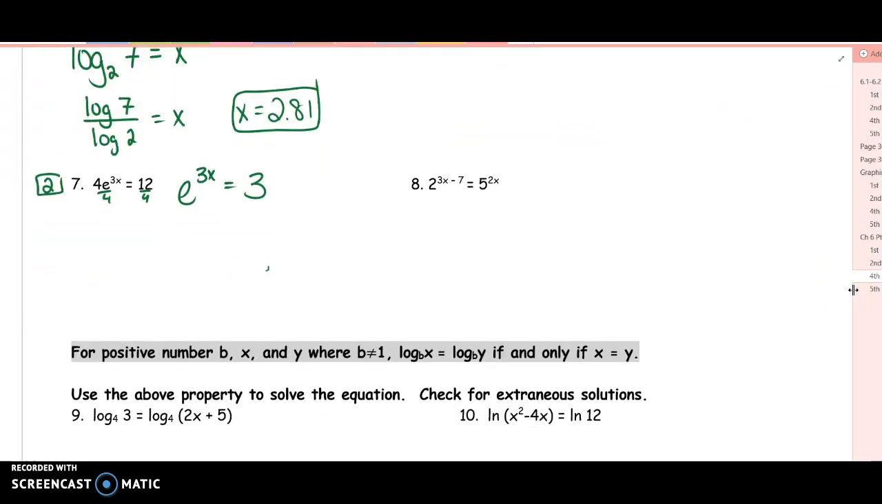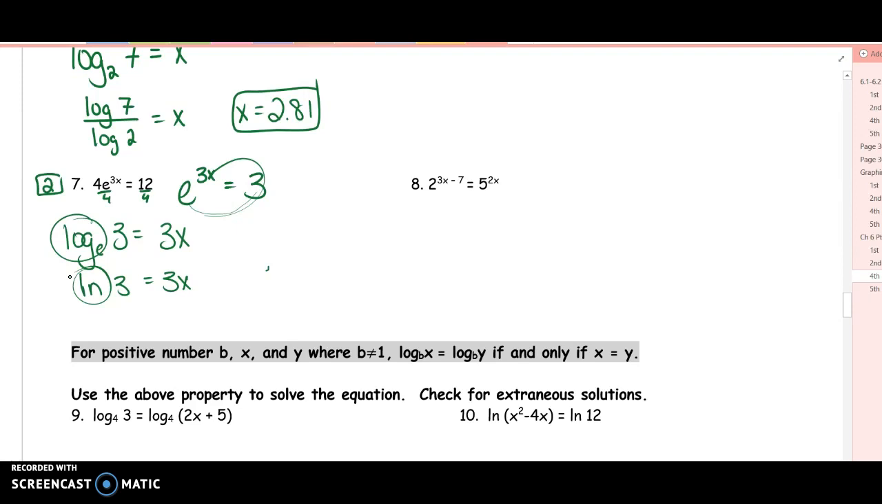We need to do the log ride. So log base e, woo! Log base e of 3 equals 3x. Okay. Are any bells ringing in anybody's head? What is log base e? Log base e is ln. This is ln of 3 equals 3x. Anytime you see log base e, you can replace it with ln.